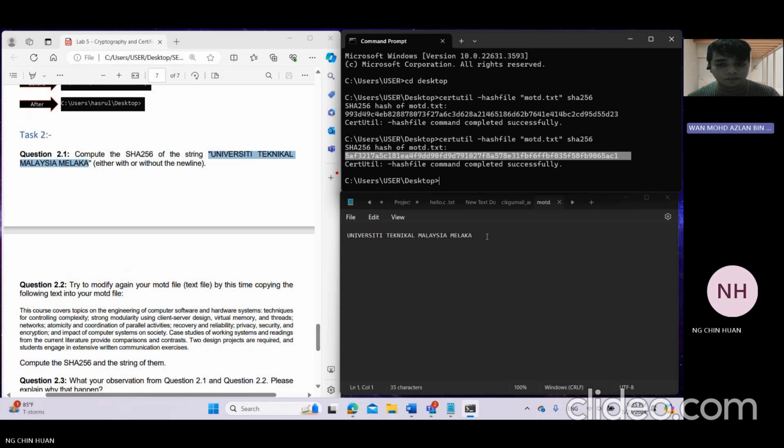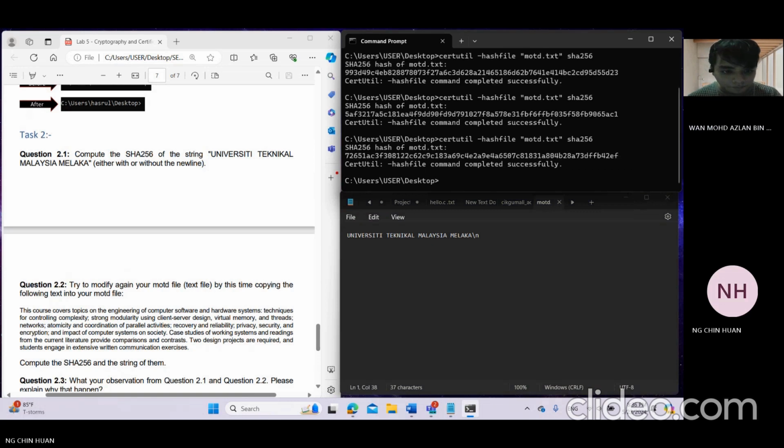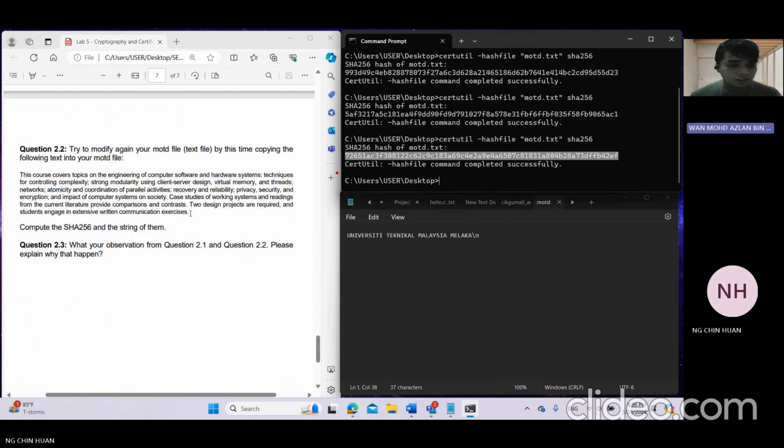Next, we will copy University Technical Malaysia Melaka and add a new line to it. Again, we will encode the file using the command prompt. We can see a 256-bit output is generated, which is completely different from the previous one. For 2.2, we will copy a long text into our file and try to encode it using CMD.